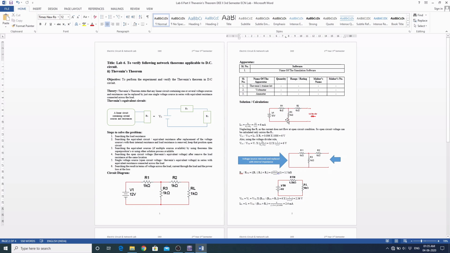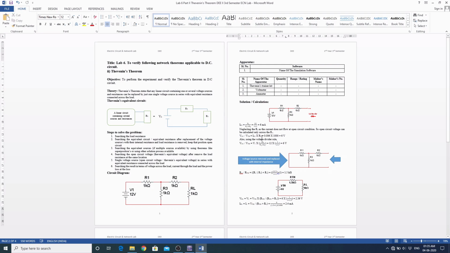Now we know the current through R3. So if we multiply IR3 into R3, that means I into R, then we will get the voltage across this R3. That is what I have done. That VOC, that is the open circuit voltage at this terminal, is the same as the voltage across R3. This is also known as the Thevenin's voltage.